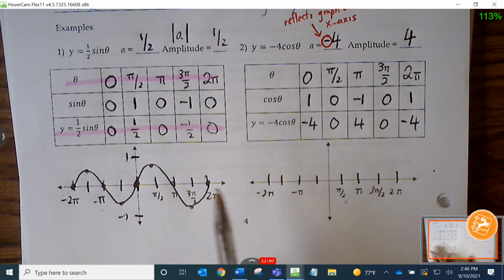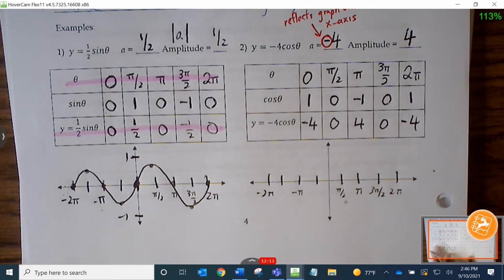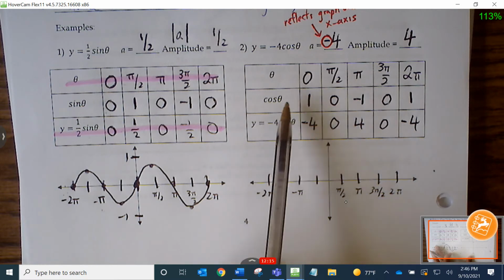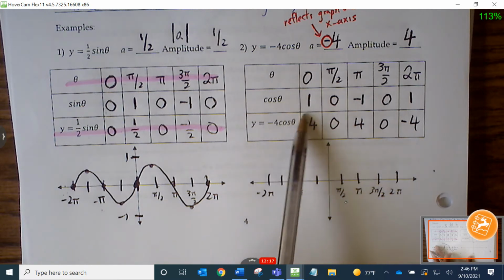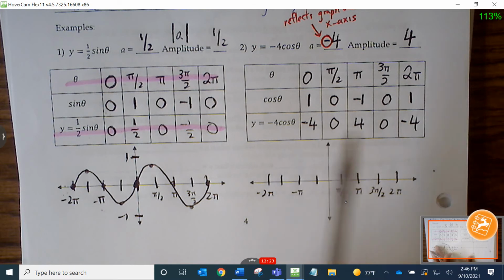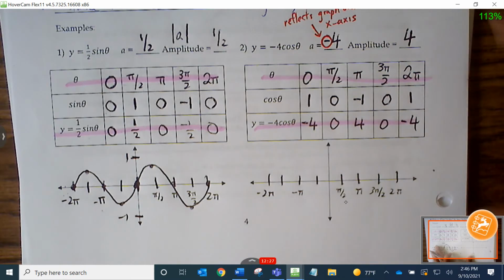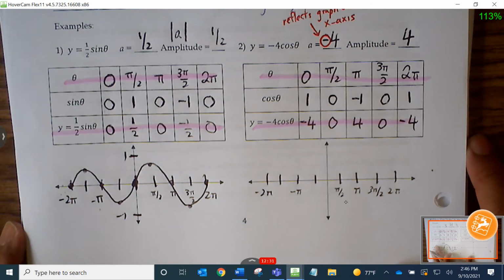Okay, so something's a little different here, right? Normally, we know that the 4 is going to force our max height to be 4 and negative 4. But usually, we expect cosine to be starting at the maximum height. But because of the reflection, it's now going to start at the minimum height. Okay? I'm going to highlight the values that we're going to look at. We're going to ignore the middle one. The middle one was just to help us get to that last row.